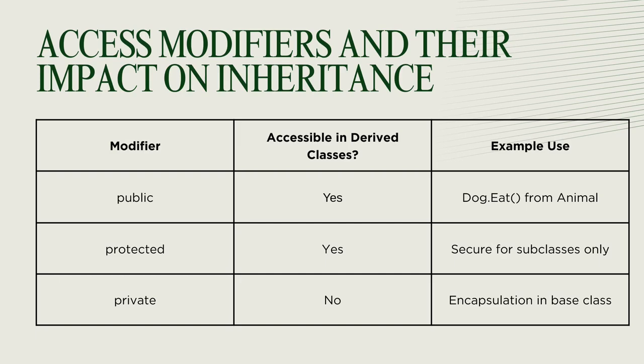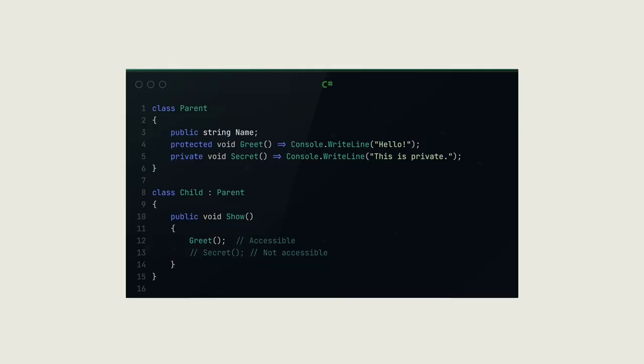And access modifiers like public, protected, and private control what members of a class are visible to its derived classes. For example, public members are accessible everywhere, and protected members are only accessible within the base class and derived classes. And the private members are hidden and cannot be accessed by derived classes. Using access modifiers effectively ensures we follow encapsulation principles while designing our classes. And this is the code.